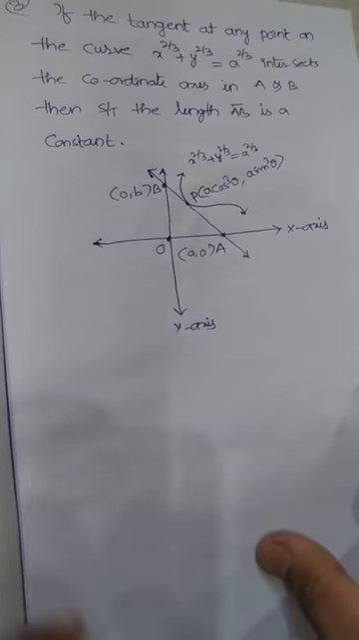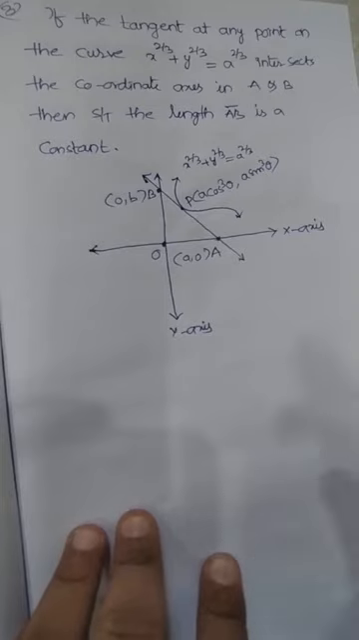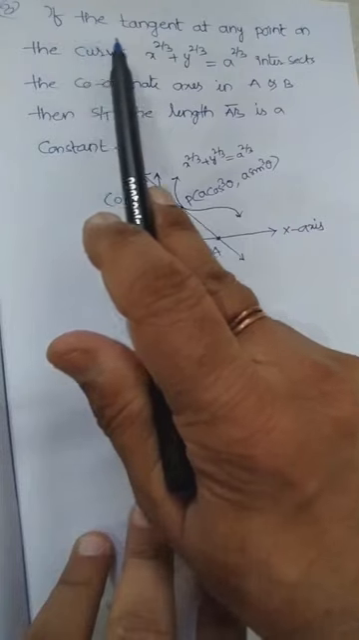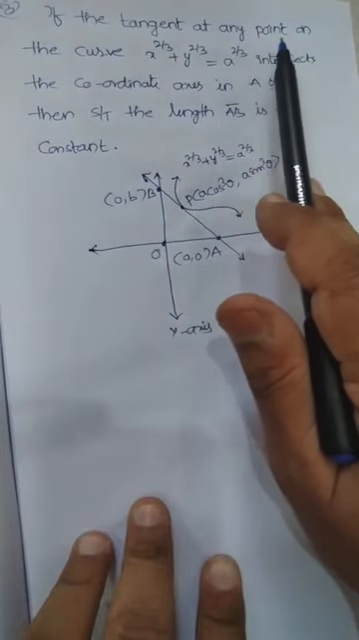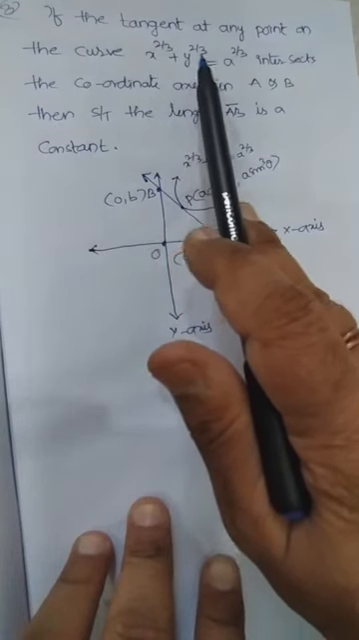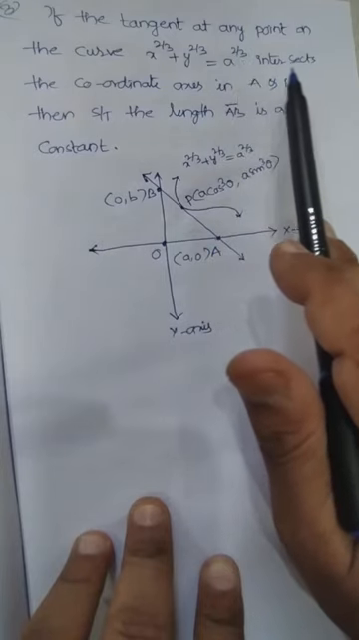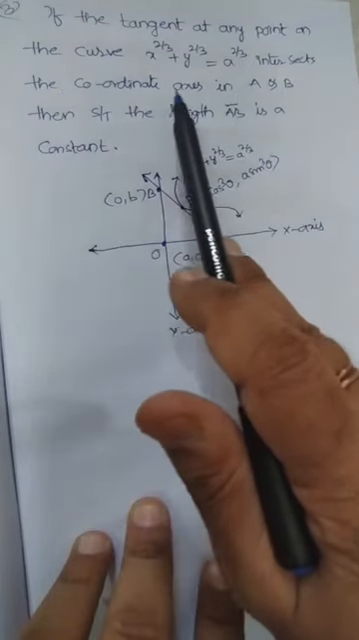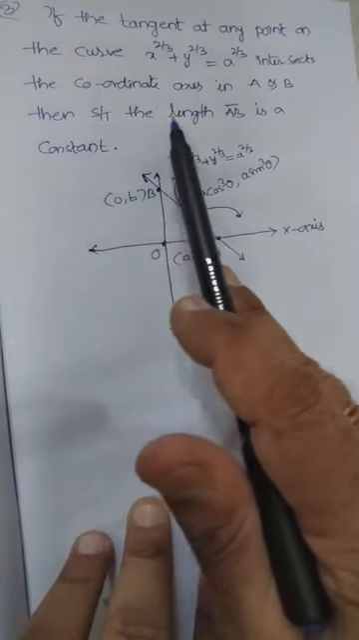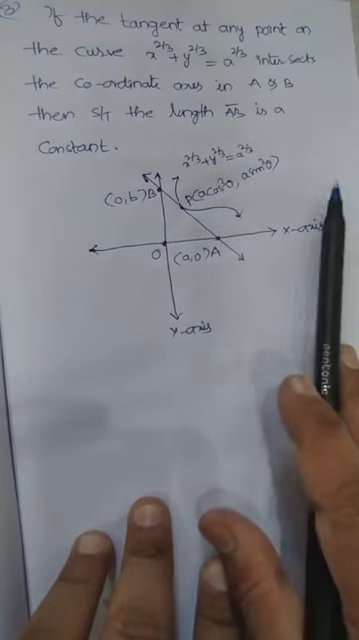So today we are going to solve some more problems on tangents and normals. Today's first problem is: if the tangent at any point on the curve x^(2/3) + y^(2/3) = a^(2/3) intersects the coordinate axes at A and B, then we have to show that the length AB is a constant.